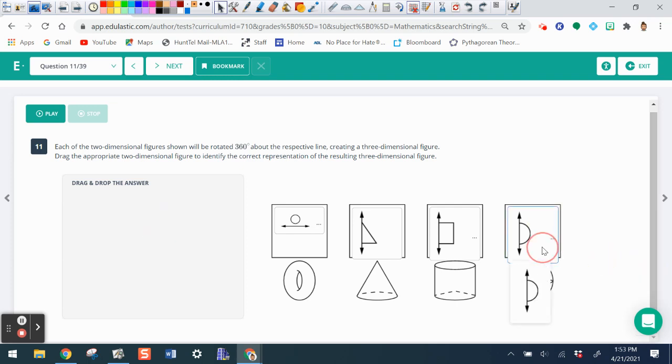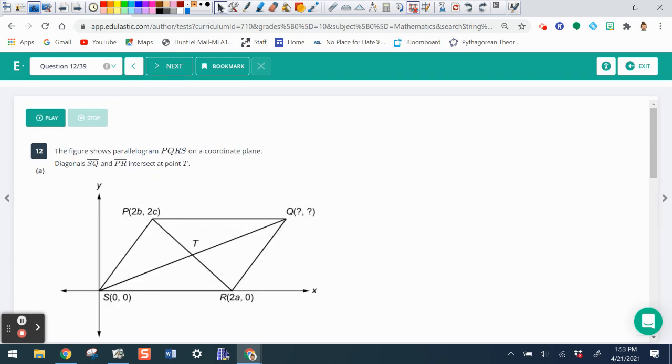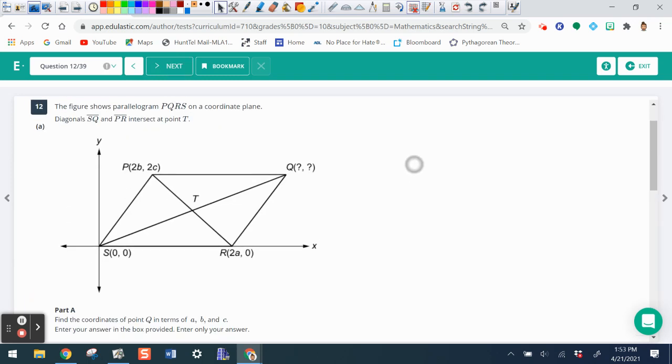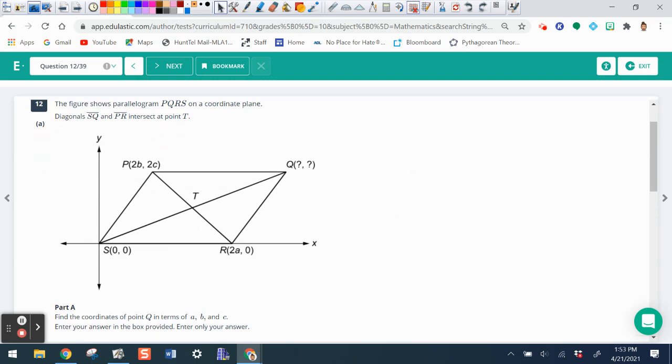Okay, moving on to question 12. So the figure shows parallelogram PQRS on a coordinate plane. Diagonals SQ and PR intersect at point T.